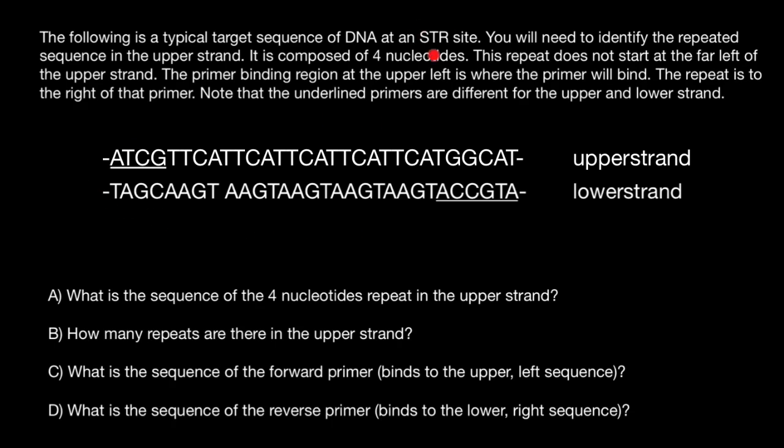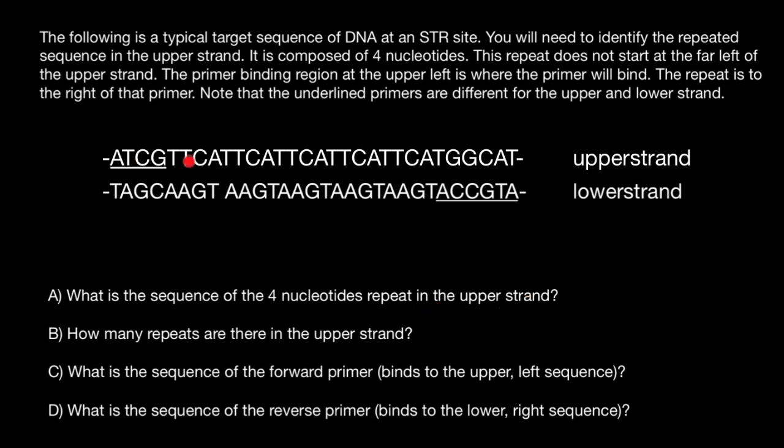One more time, STR stands for short tandem repeats. This is a core sequence that will be repeated multiple times. For example, CTG, CTG, CTG, or CTT, CTT, CTT. Such an STR core sequence can be different. For example, it can be 3 nucleotides, so it's going to be a repeat of 3 nucleotides over and over again. It can be 4 nucleotides and so on. Our first question: what is the sequence of the 4 nucleotide repeat in the upper strand?